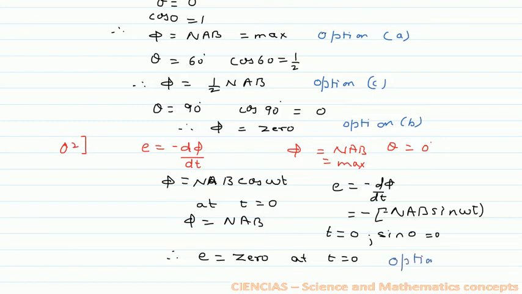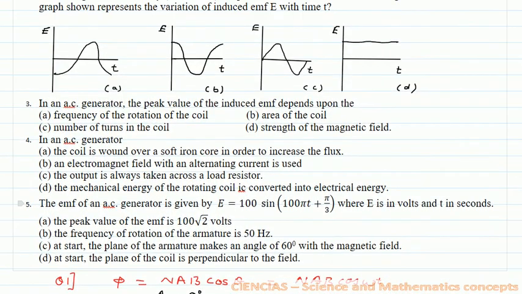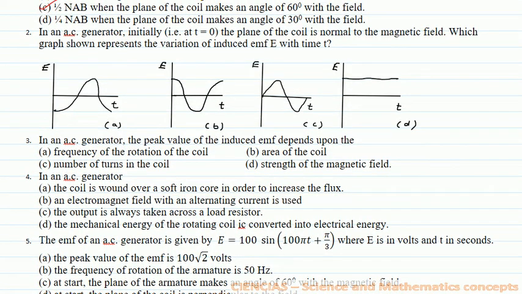Option C is the correct graph, because this graph is starting from 0. So this graph is correct.